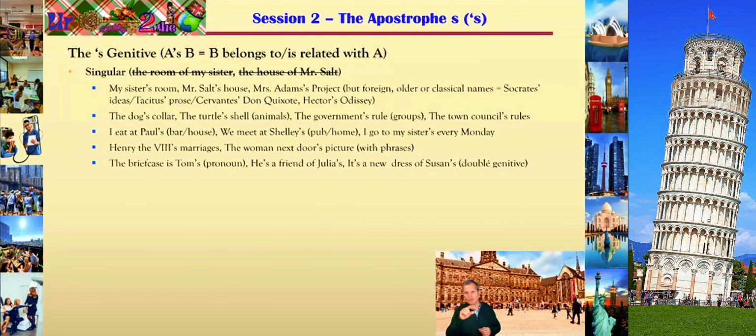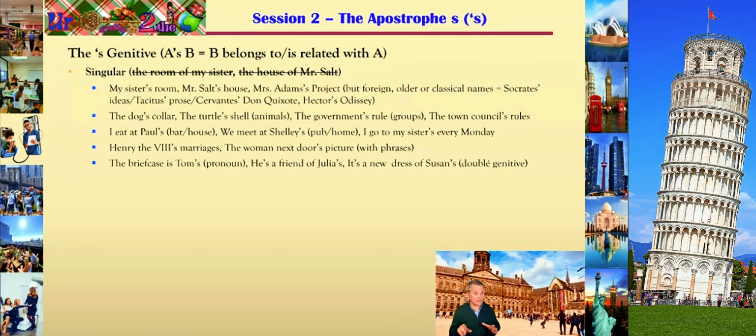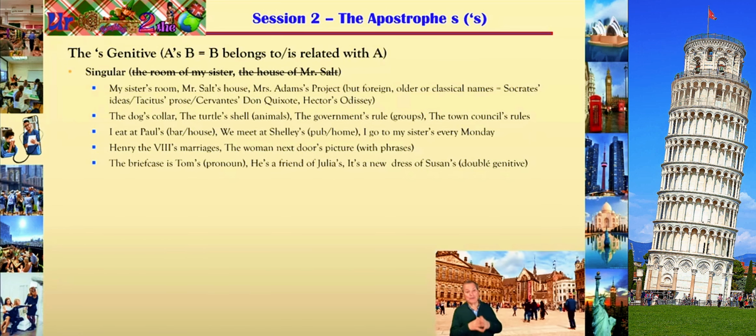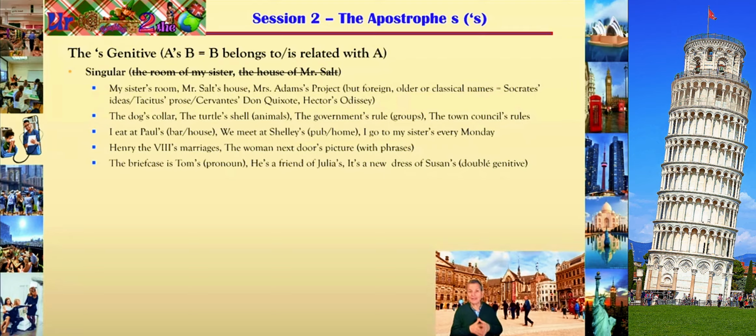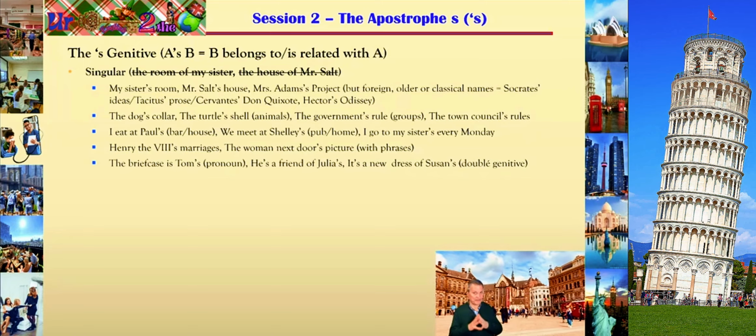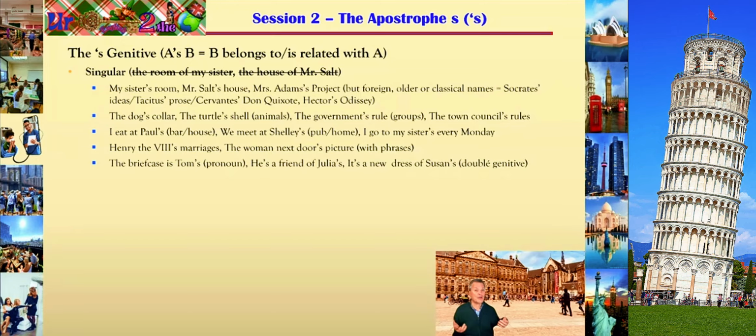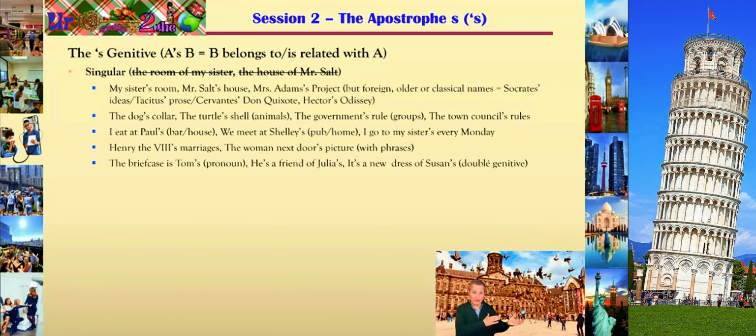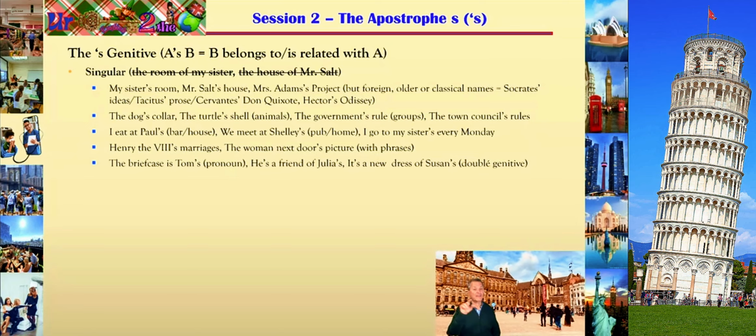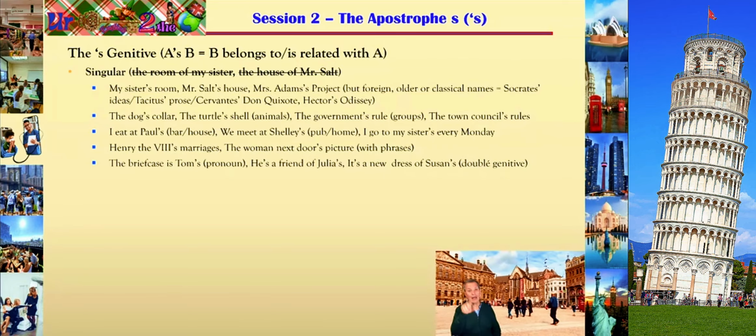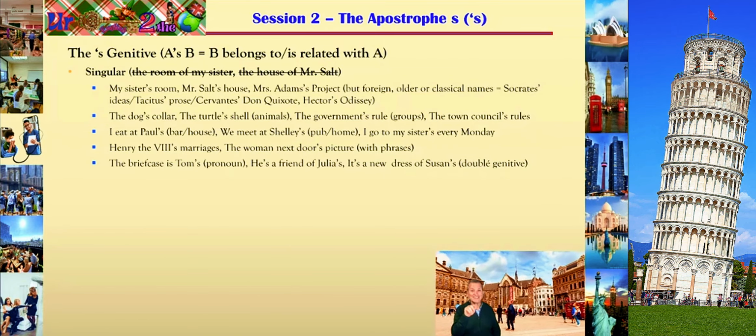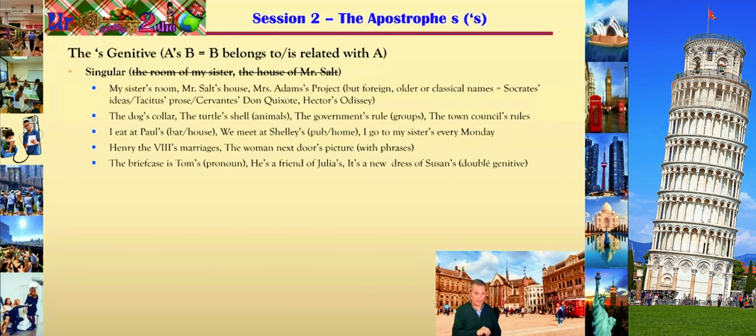We also use the apostrophe s as a pronoun. If you say that the briefcase is Tom's, you mean that it's his briefcase, right? But you don't want to say his because you haven't mentioned his name before. For this reason, you have to identify him by saying Tom and then the apostrophe s. That means that it belongs to him.